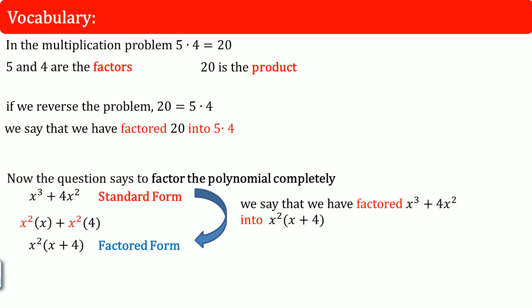What we're pulling out is x squared, and that is considered the greatest common factor. x squared times parentheses x plus 4 will get you that. So we would say that x squared is a factor, and the parentheses x plus 4 is another factor of the original polynomial. So these are the vocab. I want you to make sure you understand what is a factor and what is a product.